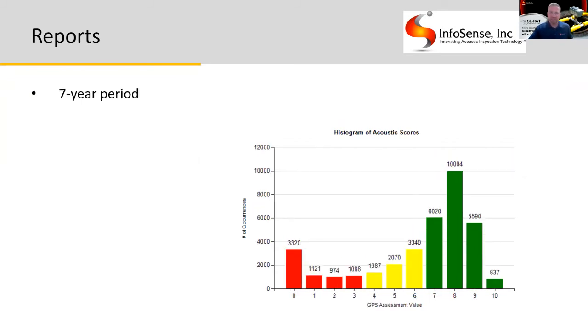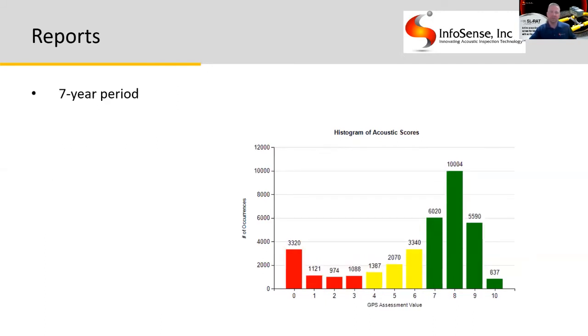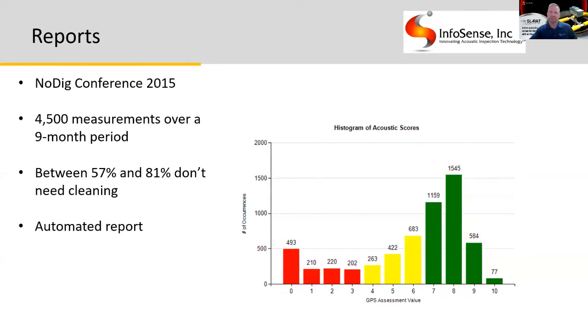This is another sample of data over a 7-year period from one customer. And I'm going to go back to the previous slide here in a second. This histogram represents 7 years. The previous slide was 9 months. 4,500 measurements over 9 months in this slide. 35,000 measurements over 7 years. You can see how the results are very similar between these two graphs.